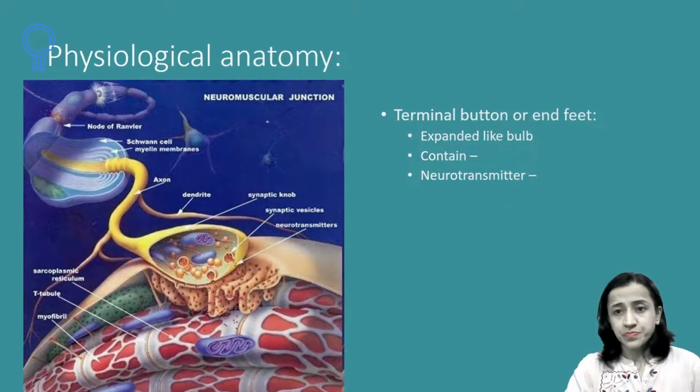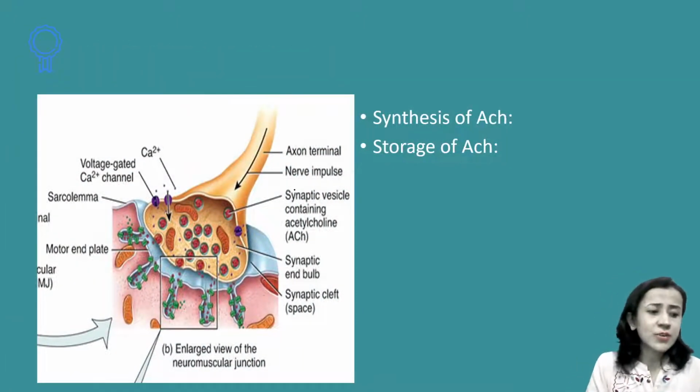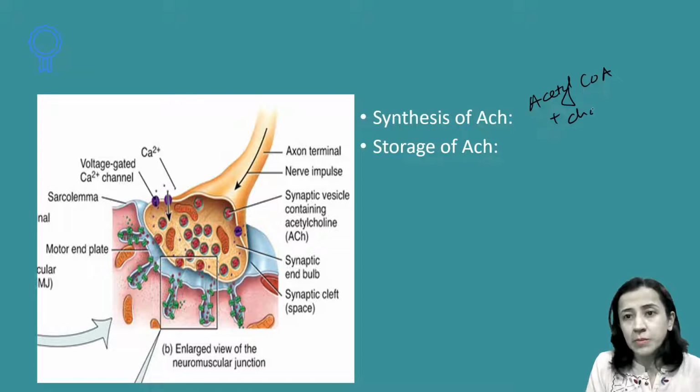Now, how is this acetylcholine synthesized? Acetylcholine is synthesized in the mitochondria from acetyl coenzyme A plus choline.